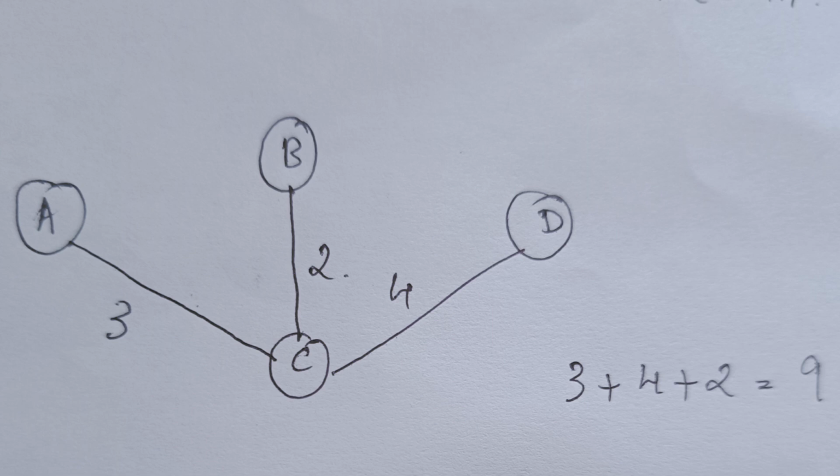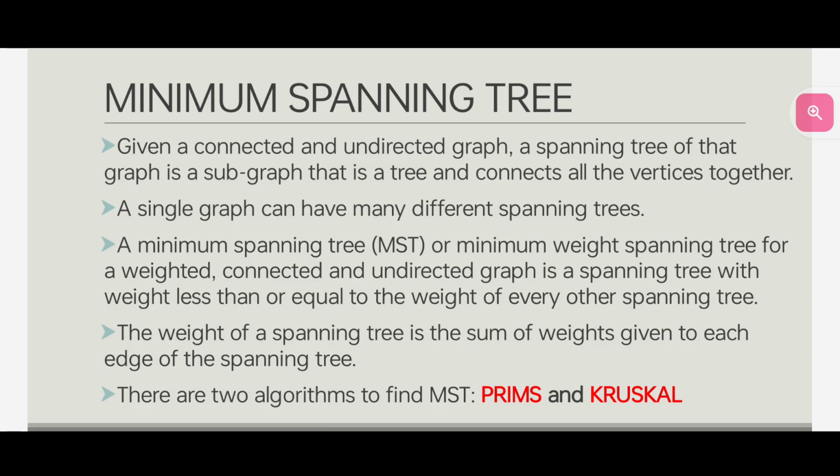You may also please observe that this is the spanning tree which has the minimum cost or the minimum weight. So out of all the spanning trees which we have seen, this spanning tree has the least cost or the least weight, and hence this is called the minimum cost spanning tree.